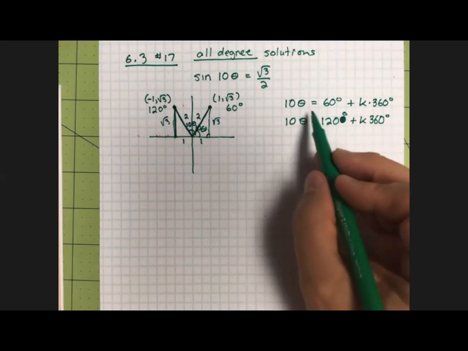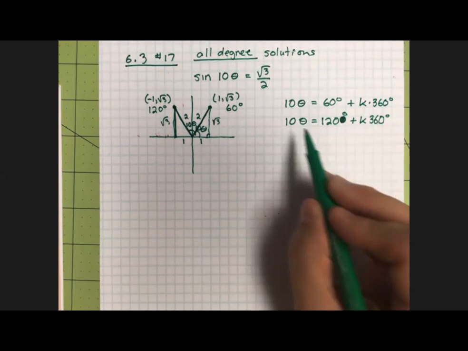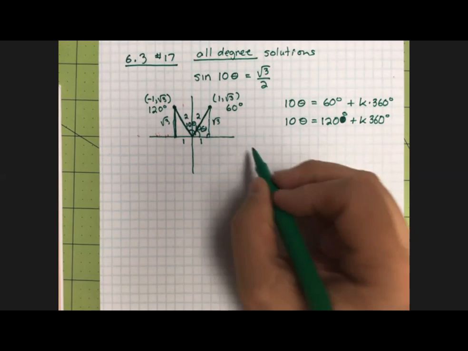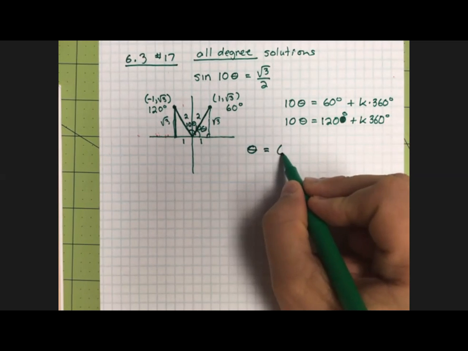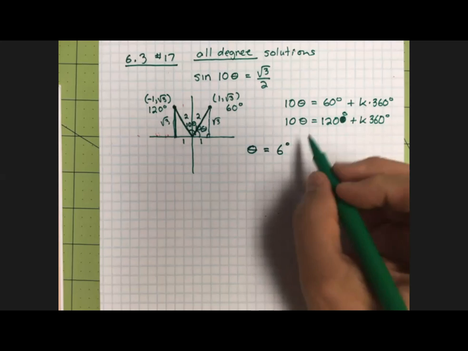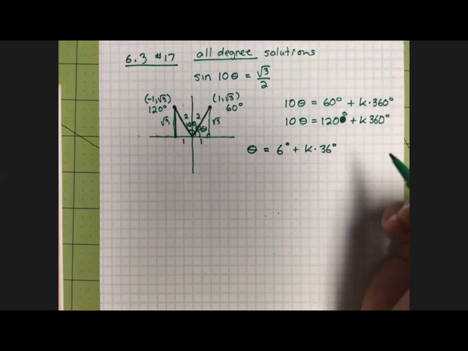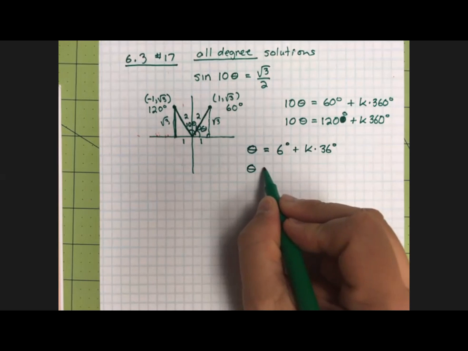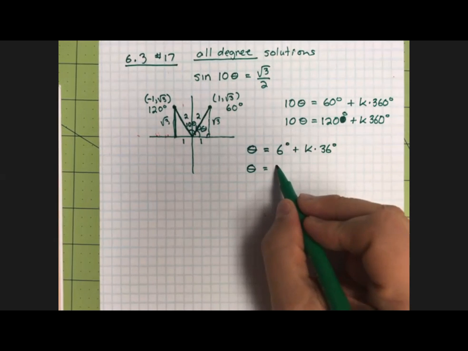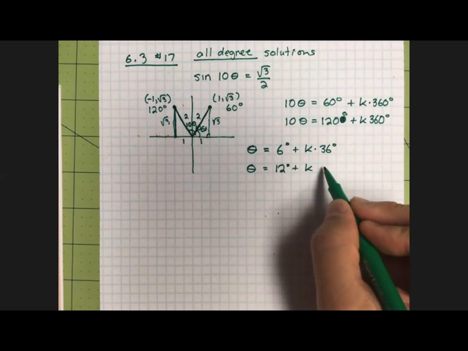So let's find all the possible answers here. Divide everybody by 10. So I get one set of answers that says 6 degrees plus any multiple of 36 degrees. And I have another answer here that says 12 degrees plus any multiple of 36 degrees.